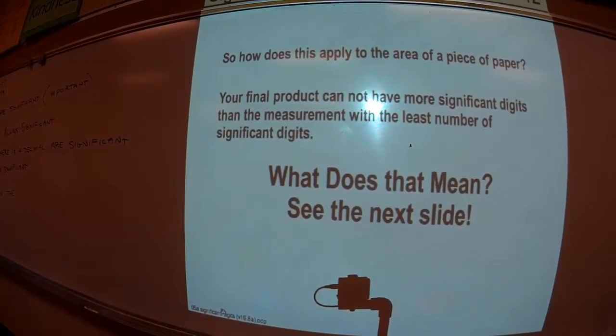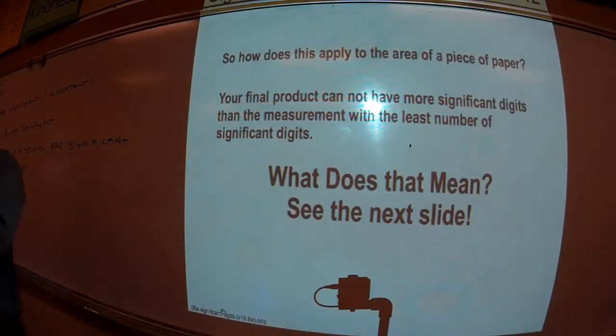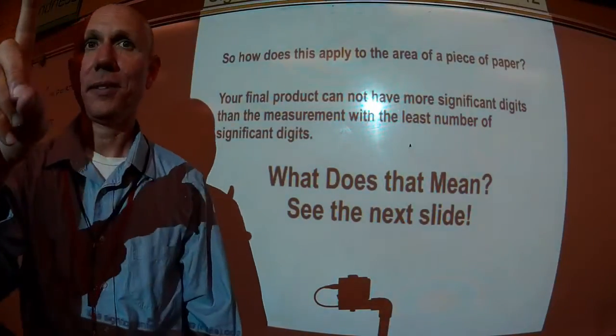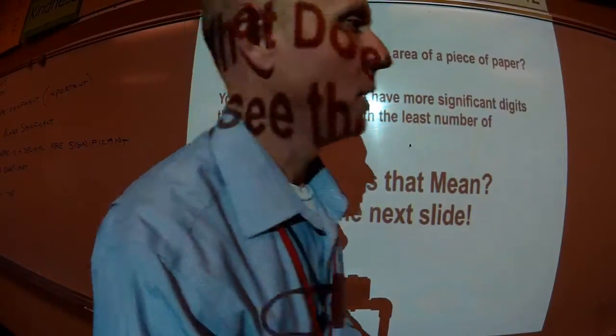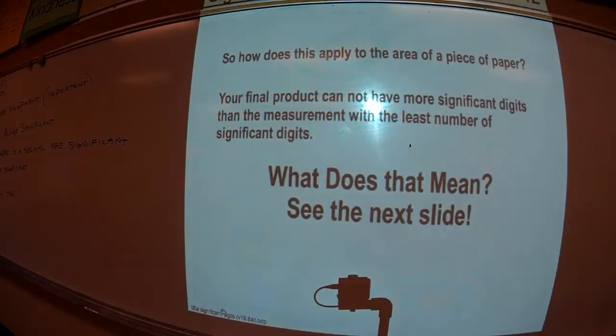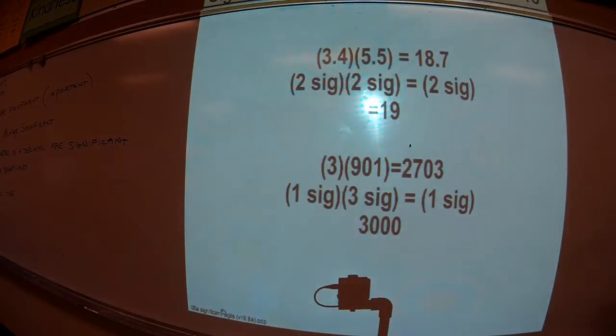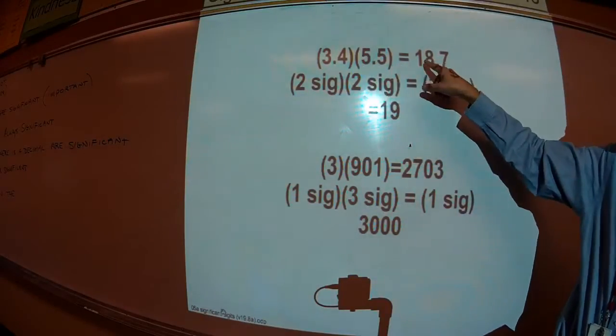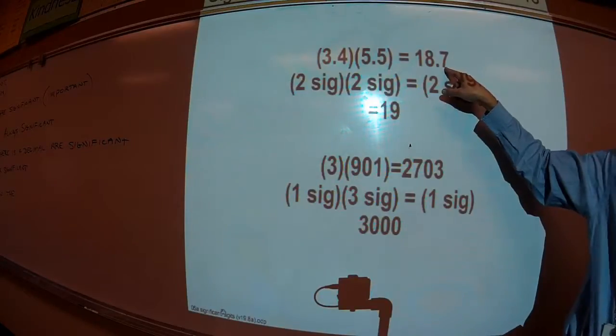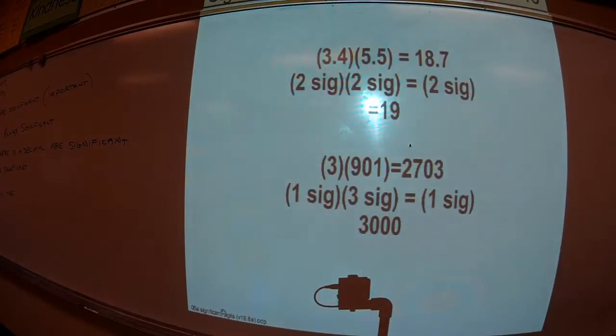So if I have something with 5 sig figs, and I have something with 3 sig figs, when I multiply them together, how many sig figs do I end up with? 3. If I have 5 sig figs and 1 sig fig, and I multiply them together, what do I end up with? 1 sig fig. You're only as good as your least significant value. Let's do some multiplication here. How many sig figs are here? 2. How many here? 2. When I multiplied, what did I get? 3. But I should only have 2.